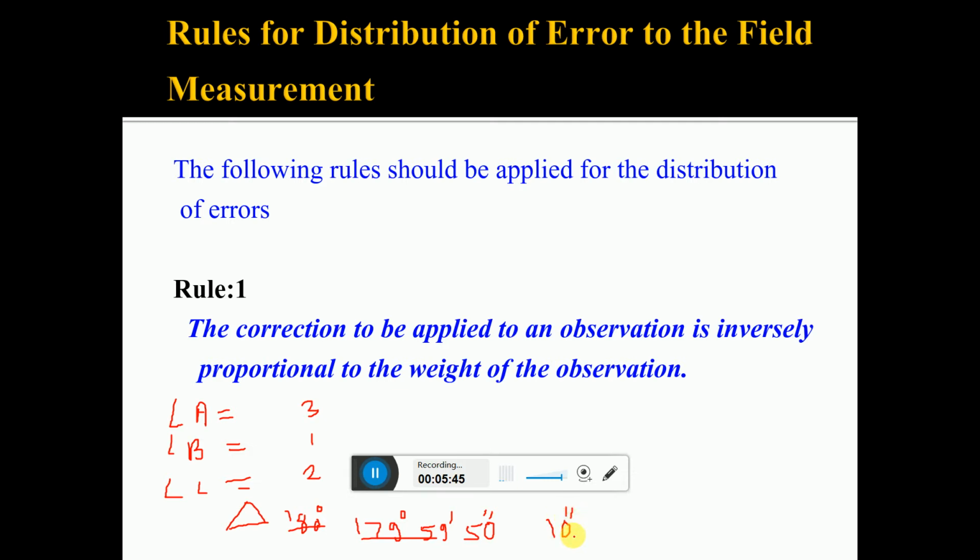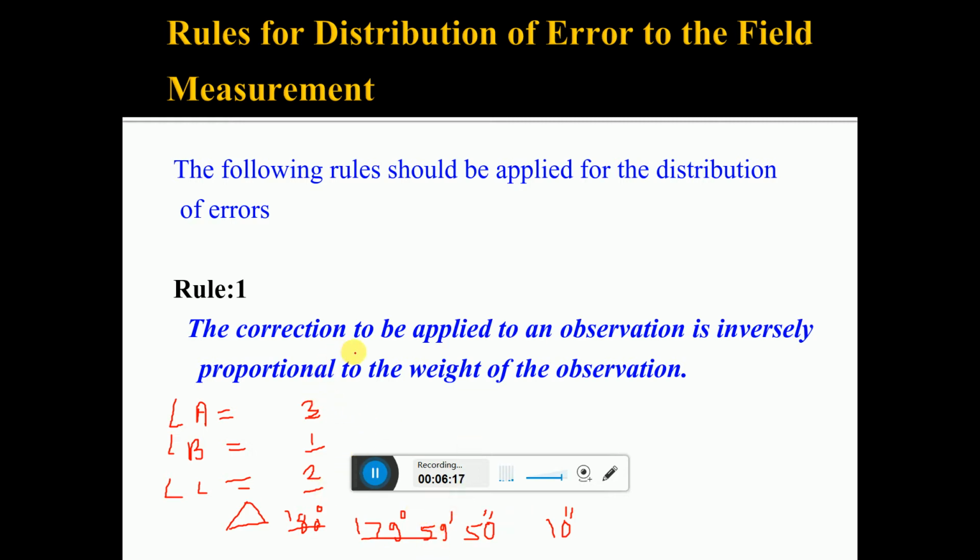So, how do we distribute this error of 10 seconds among A, B and C? As I said, if you ignore the weights and consider these angles to be of the same weight, then the 10 seconds divided by 3 is to be distributed among A, B and C to get the corrected values. But here the observations are weighted, having different weights: for A it is 3, for B it is 1 and for C it is 2. So this 10 seconds is to be distributed according to the laws.